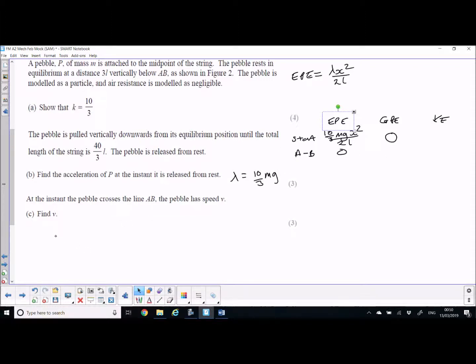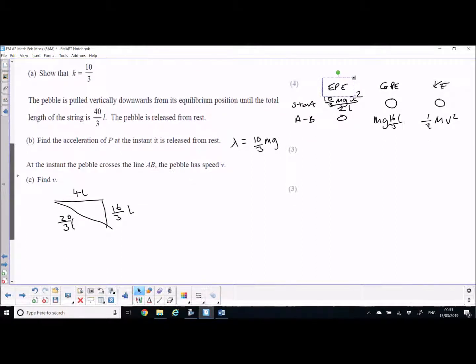Remember from the previous part we worked out, looking at our triangle, that this side is 4L, this was 20/3L, and this side of the triangle you work out using Pythagoras is 16/3L. So our gravitational potential energy is mg, and the height we're going to move is 16/3L. At the start, we're starting from rest, so there's no kinetic energy, and at the end, we're going to have a half mv squared, where v is what we're trying to find.